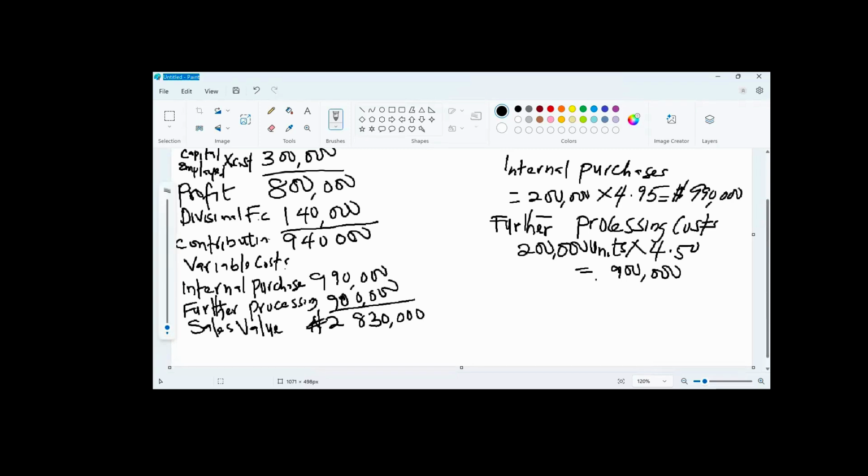So Beta will sell 200,000 units. Total sales value is 2,830,000. What is selling price per unit for Beta products? 14 naira 15 kobo. Just come here. Need to round up this class.